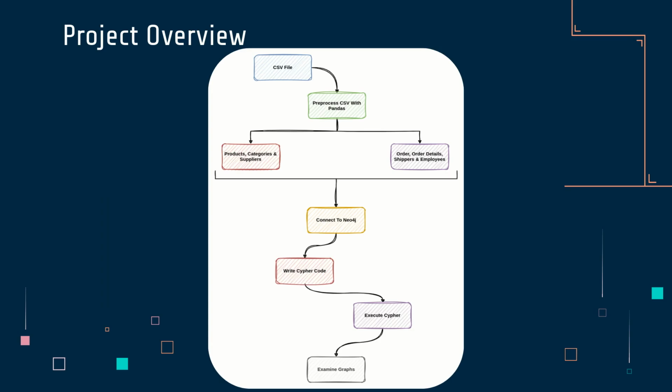So the first thing, this is a simple overview of whatever we're going to be doing, right? We have a bunch of CSV files. We're going to do some pre-processing of the CSV files using Pandas, okay? Once we finish the pre-processing, we're going to go ahead and connect to our Neo4j database, write some Cypher code to insert the data into our knowledge graph, and then execute the Cypher to actually do the insertion of the data, or the ingestion of the data, as it's called.